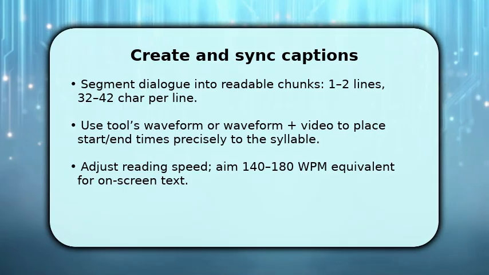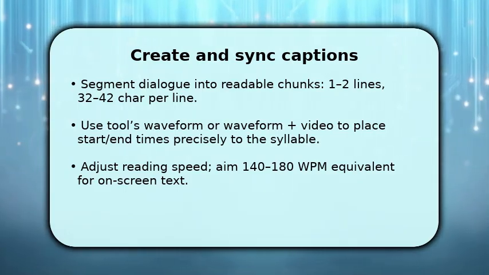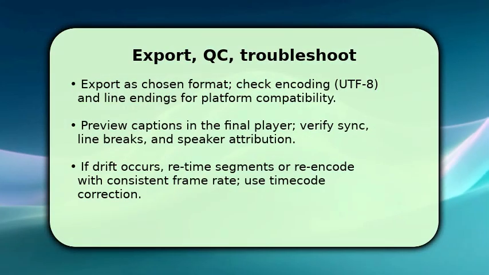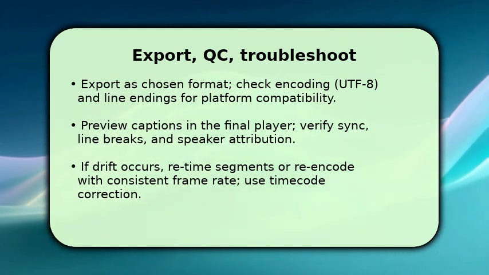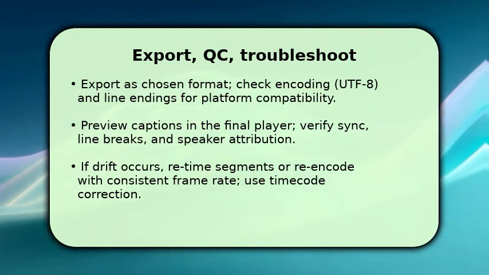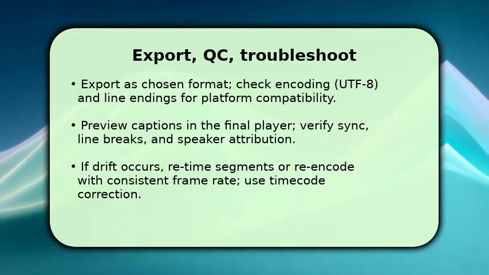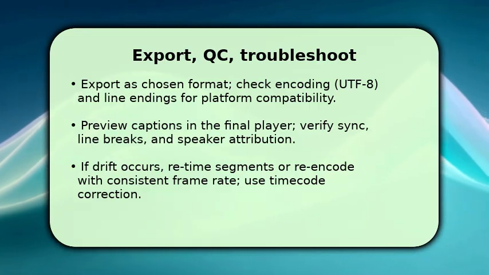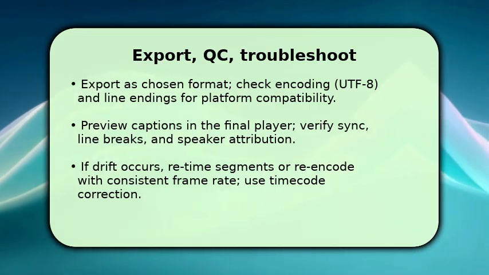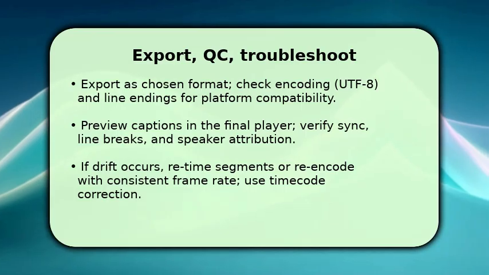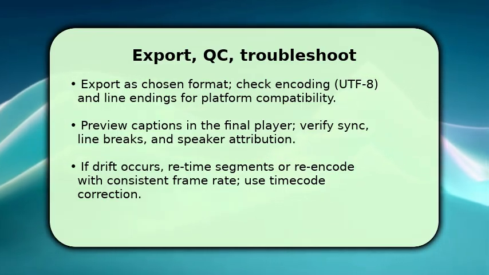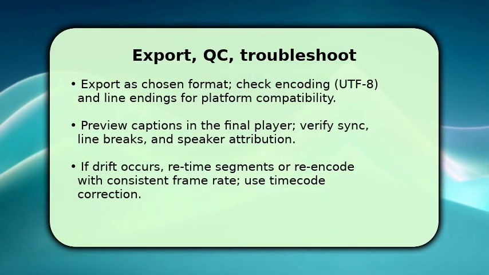Keep accessibility in mind. When choosing punctuation, finish by exporting your subtitles in the correct format and encoding. UTF-8 is safest for special characters. Then preview the final video in the target player or platform to confirm sync, line breaks, and speaker attribution. If you find drift after upload, retime using the editor's global offset or re-encode the video with the same frame rate you used when creating captions.